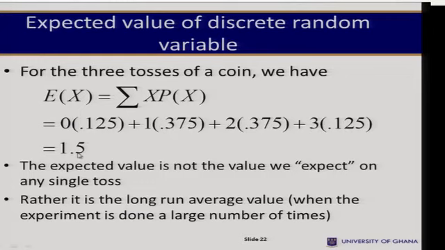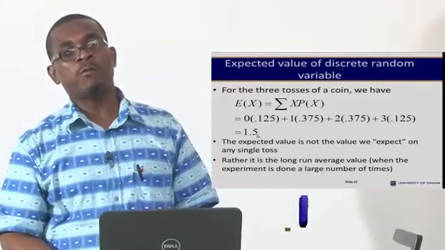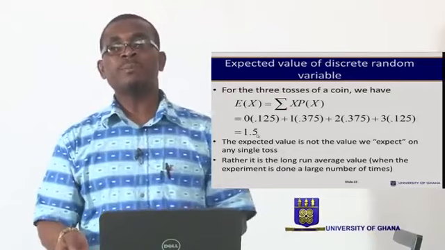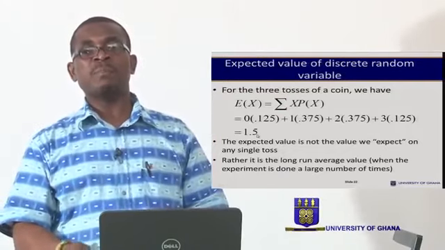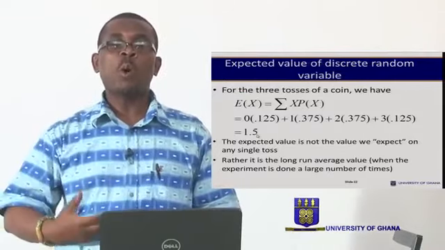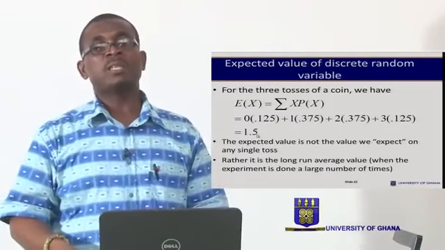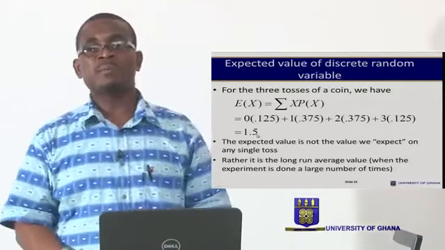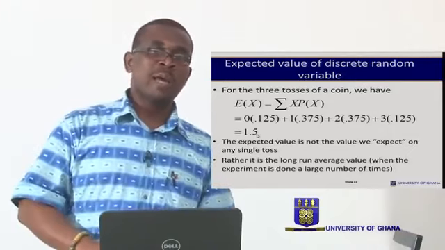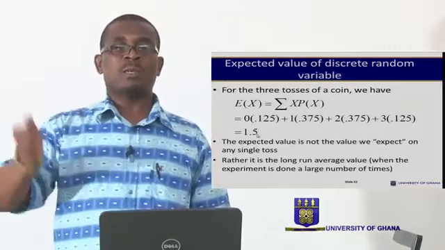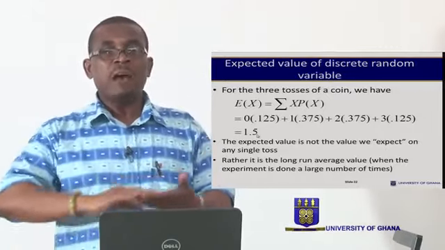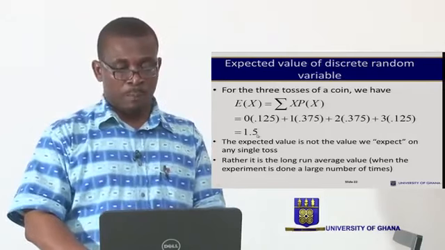When we sum it, we get 1.5. So this is the expected value, or the number of heads we get. It doesn't mean that when you toss a coin once, you get 1.5 heads. It means that when you toss a coin a number of times, sometimes you get 0 heads, sometimes just 1 head, other times 2 heads, or other times 3 heads. On average, when you do that a large number of times, the average number of heads you get will be 1.5.